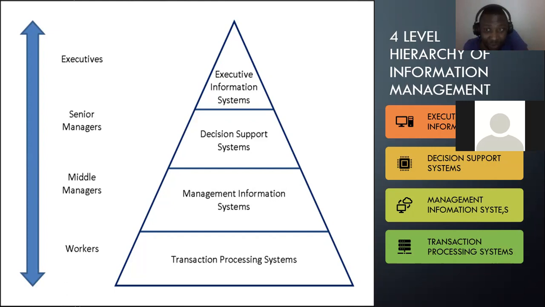Then above these middle managers, there's senior managers. These senior managers, basically what they do is they are into decision-making processes, right? So they've got a support system called a decision support system, a DSS, right? So it helps them in what? In making efficient decisions, right? Then the executives now, at the top, they've got what is called an executive information system that helps them with what they are supposed to be doing within a company. So that is the 4-level hierarchy of information management.